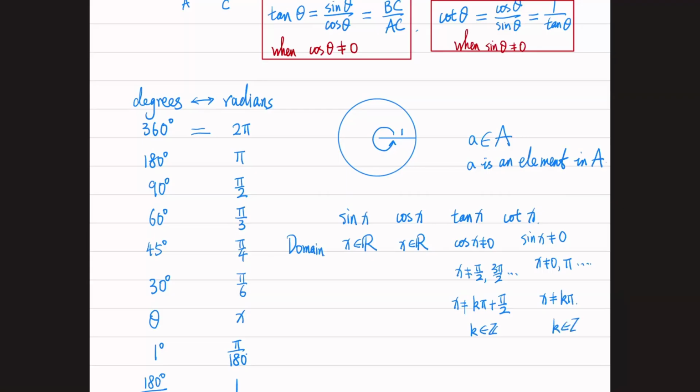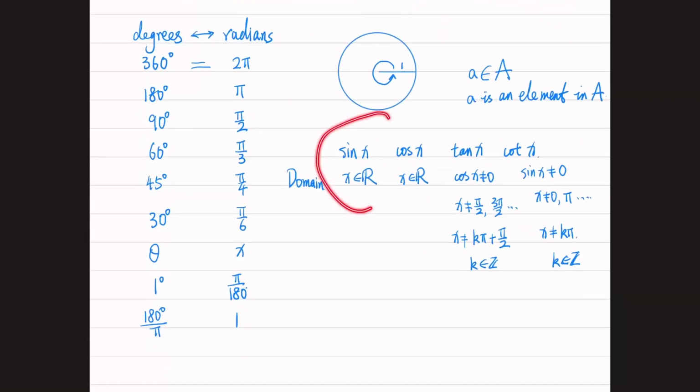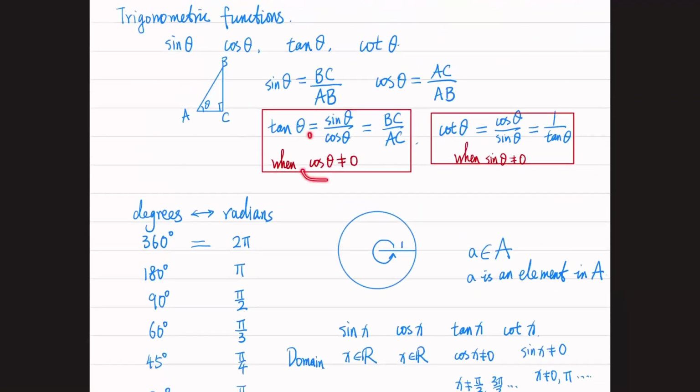Okay, these are the domains of the functions. Sine is defined for all real numbers. Cosine also, all real numbers. However, tangent is defined as the quotient. So for this to be well defined, cosine, the denominator, cannot be 0.